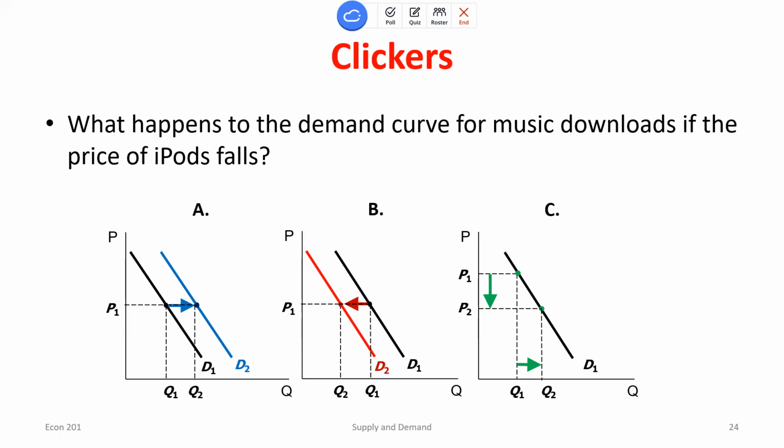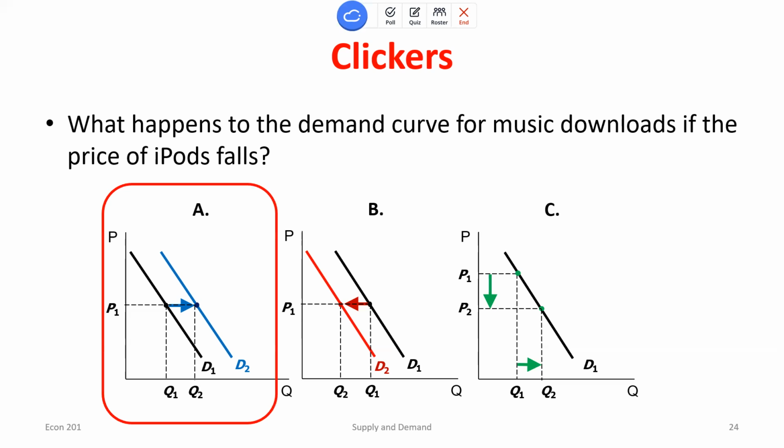The example I used last class was, if the price of electric batteries for cars goes down, what happens to the demand for electric cars? It's now cheaper to use them, right? I need the battery to be able to operate the car. Here, I would need the device to play the music that I'm downloading. And so we should see that as the price of that other complementary good falls, the demand for the product that we're looking at goes up. You can match this up to the electric car battery example, where we've got complementary goods here.